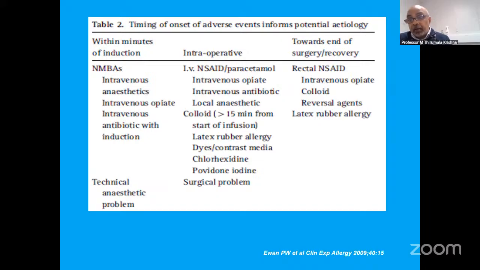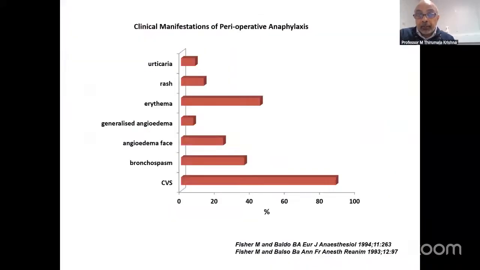Now, if the patient develops a reaction at recovery, which is after, say, a 45-minute operation, usually what happens is the anesthetists tend to give rectal NSAID or give them an opiate for pain control, or it could be due to latex. So depending upon the time at which the event occurs, you can have a fair bit of prediction as to what the implicated agent might be, which you can then confirm with skin testing.